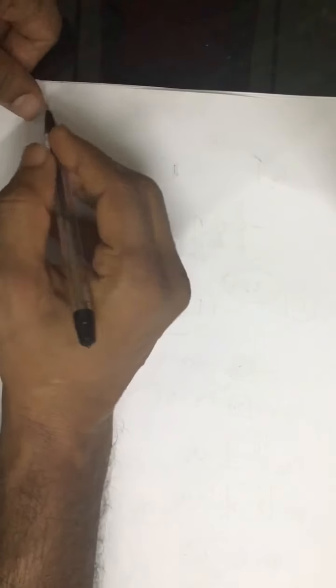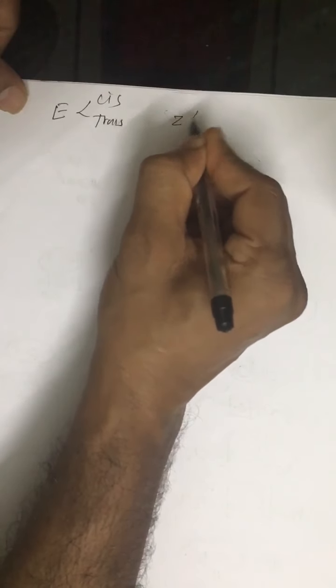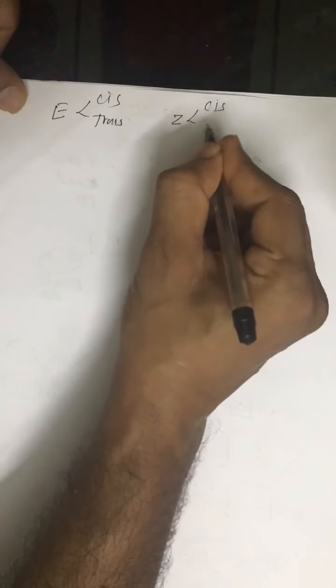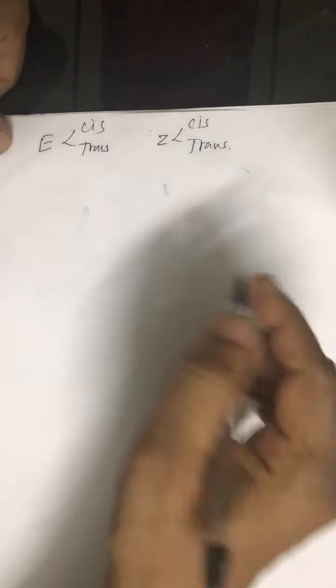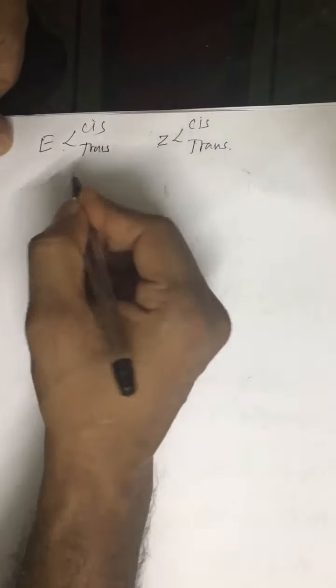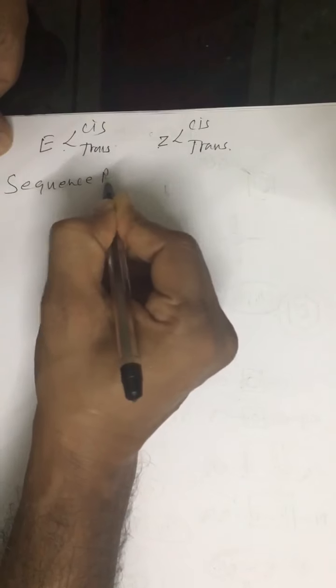And now in geometrical isomerism, we have this EZ notation. EZ notation or nomenclature is different from cis and trans. An E form can be cis or trans. Similarly, a Z form can be cis or trans. Let us see what is the basis of this EZ notation. This EZ notation is based on a sequence rule.